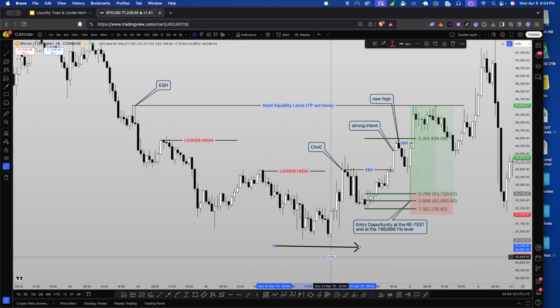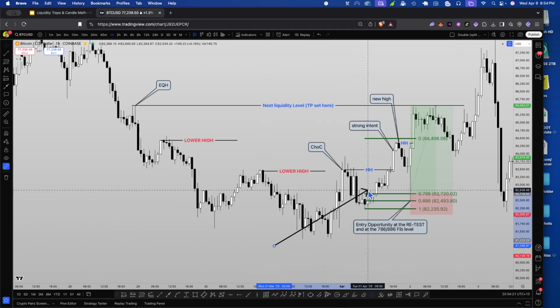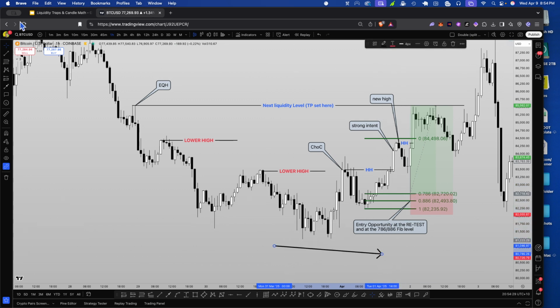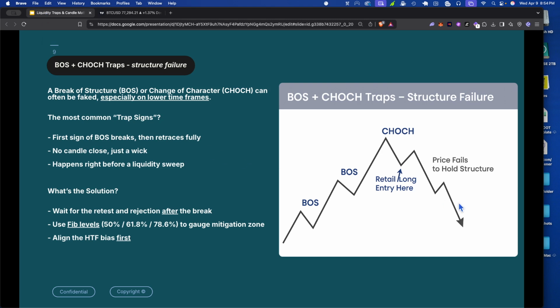So we want to make sure that we always seek the second confirmation, because ultimately trading is a game of probability. So all we need to do here is take the most probable trade with the most possible confirmation that we have. So the most common trap signs, what are they? They can be the first sign of a BOS break, then retraces fully. So if we break structure and then retrace completely, that's a big red flag.